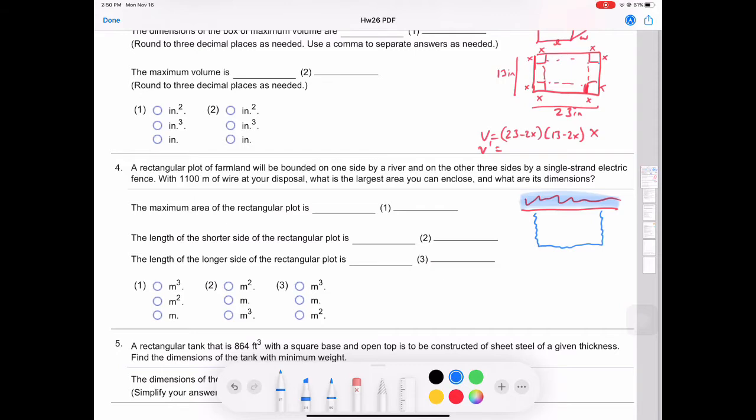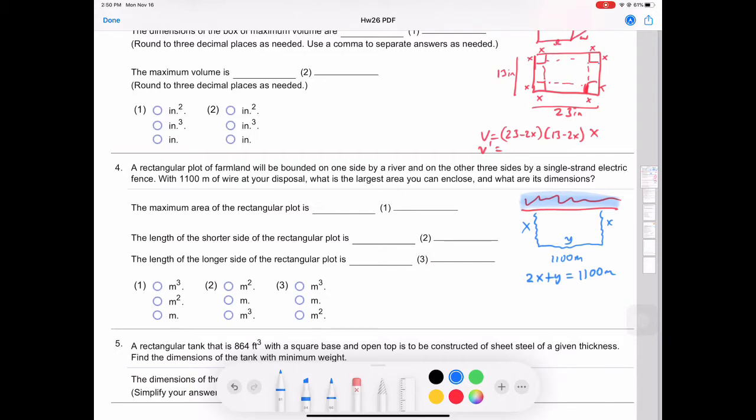And the length of the wire is 1,100 meters. Okay, so I'm going to label this as x and y. You can label however you want. You can say y and x, doesn't matter. I just started off with x. So we said 2x plus y would lead me to a maximum value of 1100 meters. So that is in a sense the perimeter. We don't know what x and y are.